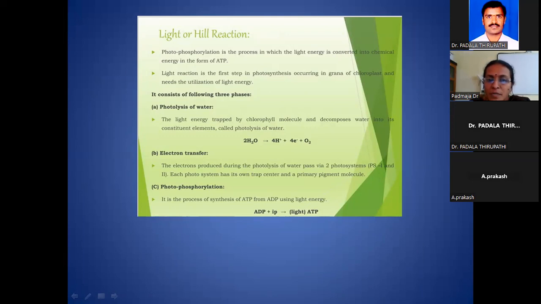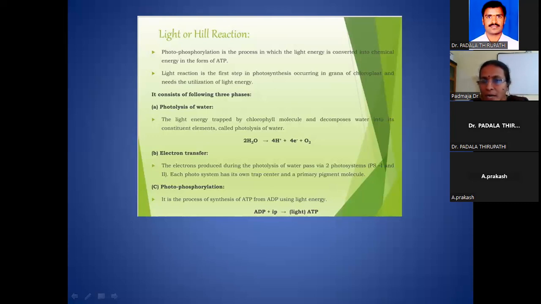Here, the splitting of water molecules takes place. That means the light energy is trapped by the chlorophyll molecule and decomposes water into its constituent elements, called photolysis of water. Whenever the water molecule is dissociated, it gives 4 protons, that means H plus ions, and electrons and oxygen. While we are studying non-cyclic photophosphorylation, this will come. So here the photolysis of water takes place, the splitting of water molecules giving rise to protons, electrons, and oxygen.